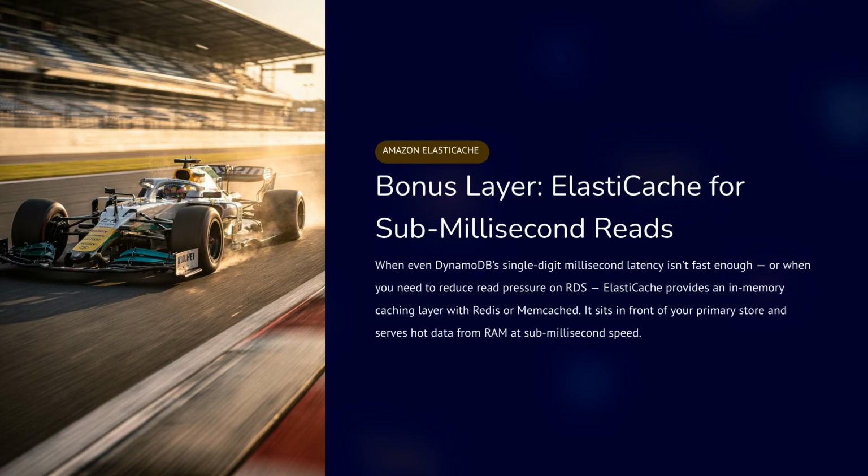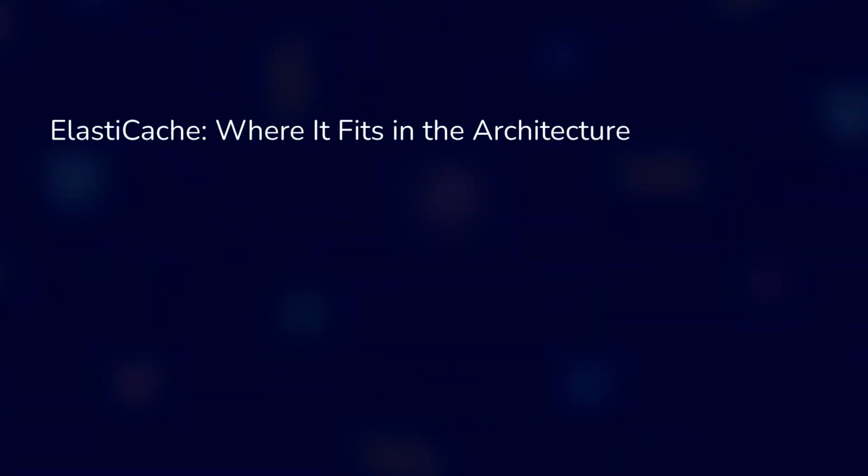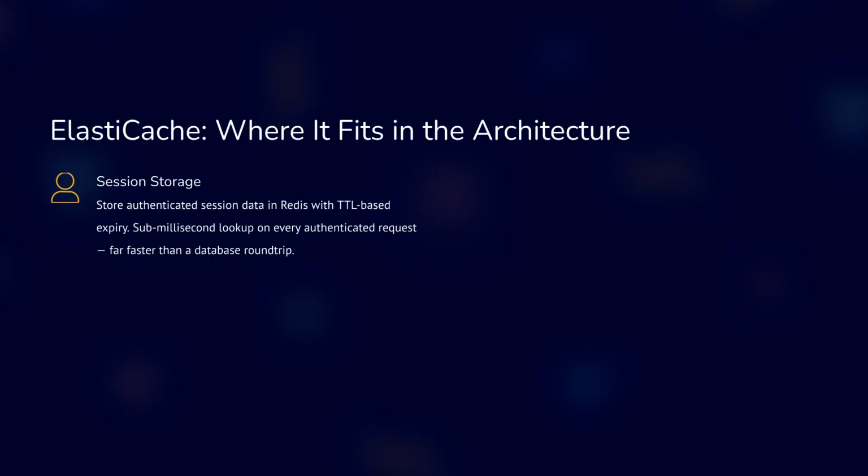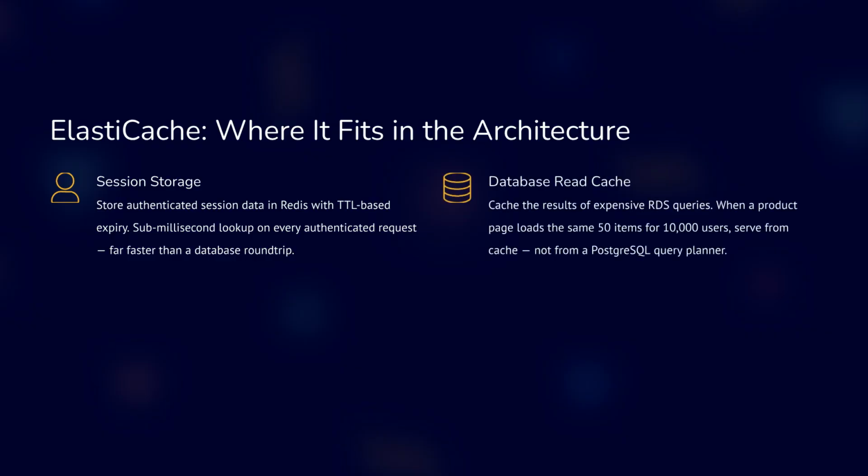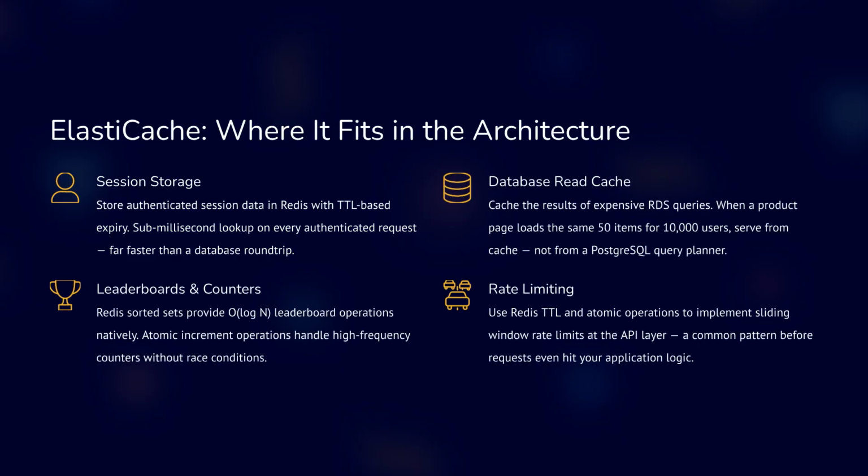For situations where even DynamoDB's low latency isn't enough, or to reduce read pressure on RDS, Amazon ElastiCache provides an in-memory caching layer using Redis or Memcached. This sits in front of your primary store, serving hot data from RAM at sub-millisecond speeds. ElastiCache fits into the architecture in several ways. It can store session data with TTL for fast authentication, cache the results of expensive database queries, manage leaderboards and counters, and implement API rate limiting using atomic operations.